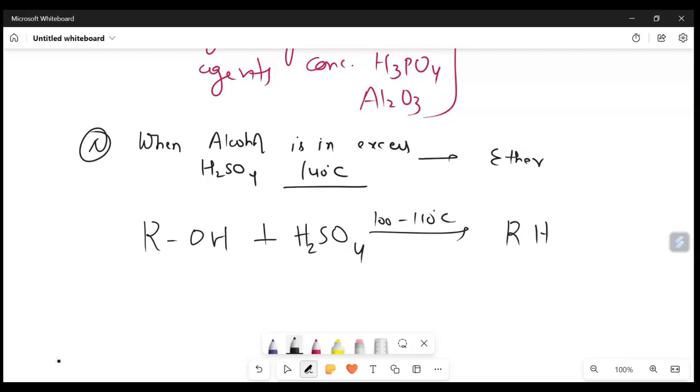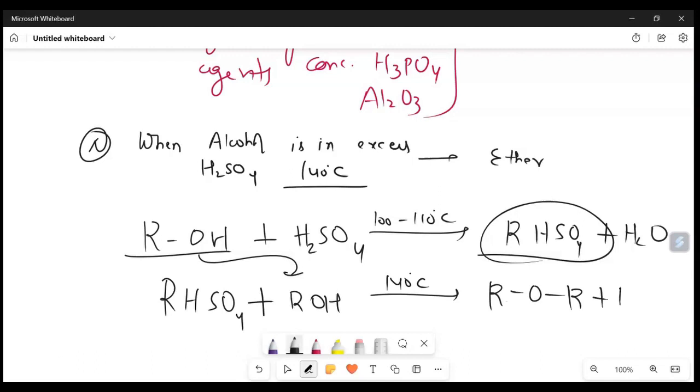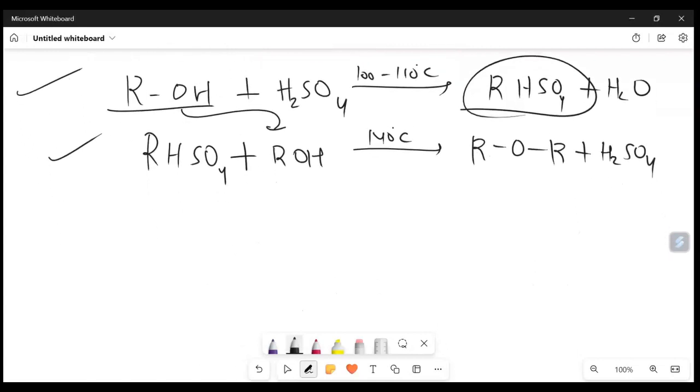It will form RHSO4 plus H2O. This is the intermediate. Now this RHSO4 again reacts with ROH at 140 degrees Celsius. It will give ROR plus H2SO4. So this is a two-step reaction. You can write down the example with it.